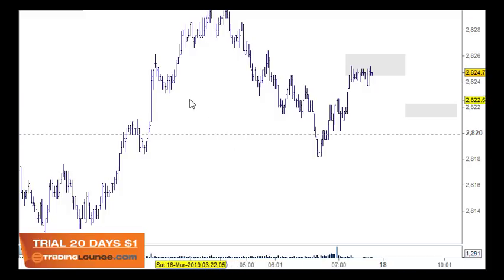I'll just come over to here. So the market would come down, it would bounce off here, and then it would move through here, and then it would come back and retest it. It's this retest, same as here as well.